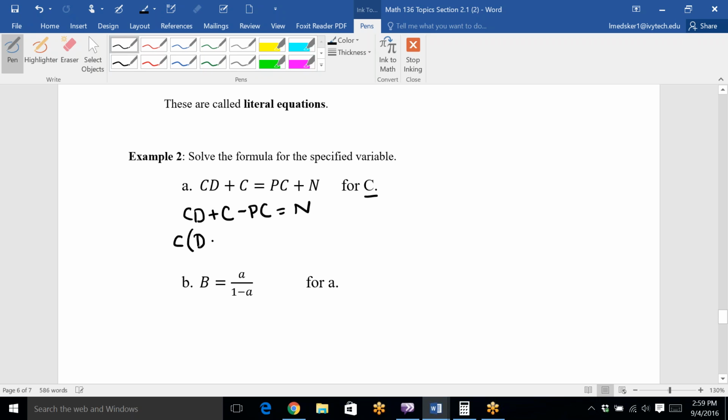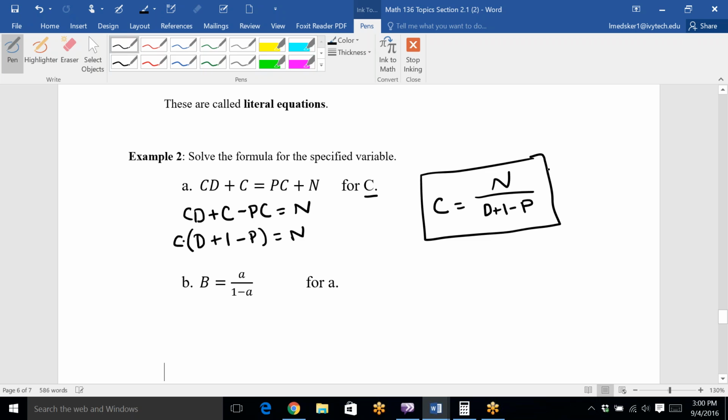You would have a d for the first term. C divided by itself would be a 1. And then you'd have a negative p left in the last term. Now that c is by itself, we can then divide this big parentheses back over. So it looks like n over d plus 1 minus p is what c is equal to. So you're still just solving an equation like normal. You just have to think you're just moving variables around to get the specific variable isolated.